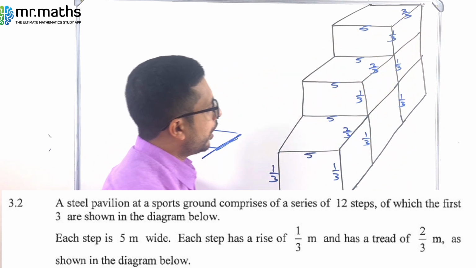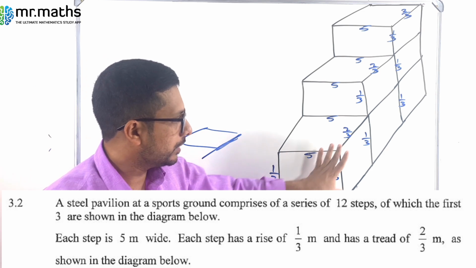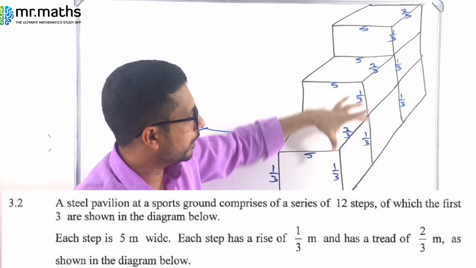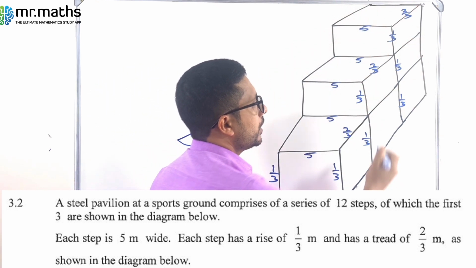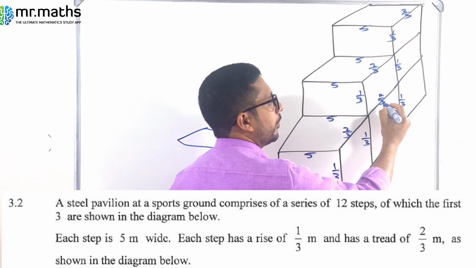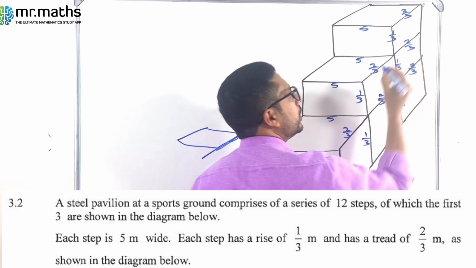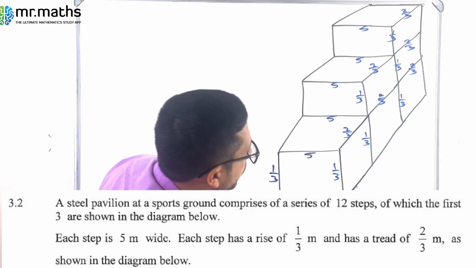Okay, so now this is the measurement given. This height is 1 over 3, 1 over 3, 1 over 3, 1 over 3, like that. Then this width is 2 over 3, 2 over 3. Here also 2 over 3. Am I right? Here 2 over 3, here 2 over 3, like that. So it is 1 over 3 and 2 over 3.